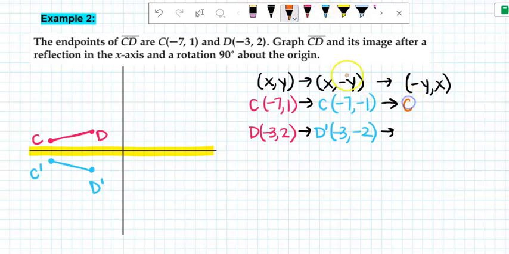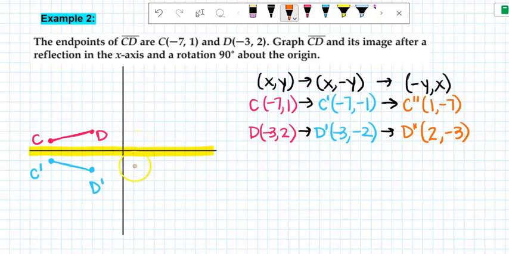So C prime, remember, we're always starting with the new figure, not going back to the original. So if we change the sign of y, that would become -7, 1, and then they switch. So 1, -7. Okay, and then same thing for D. Switch the sign of your y, so -2 becomes +2, and then they switch places. So 2, -3. Let's go ahead and graph that, and we can check our work.